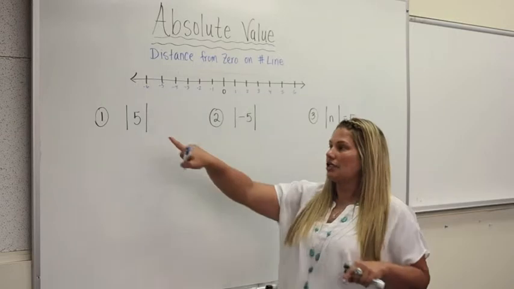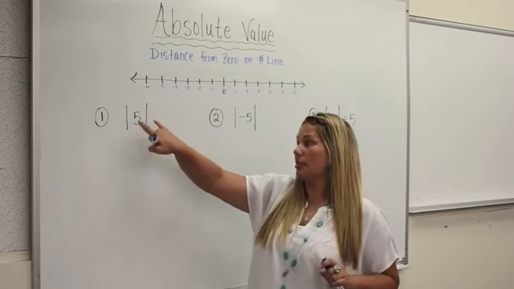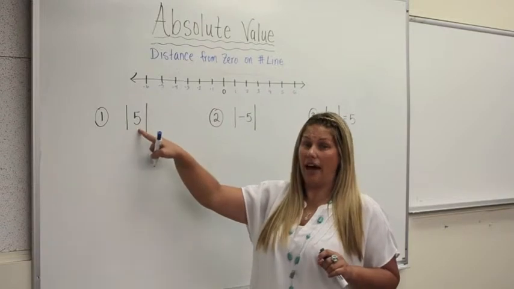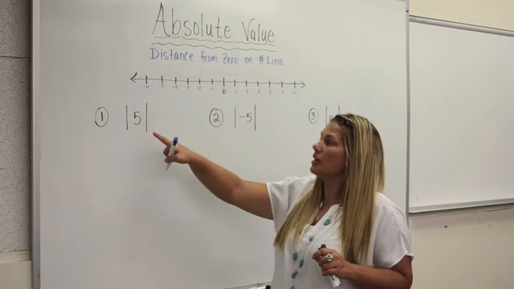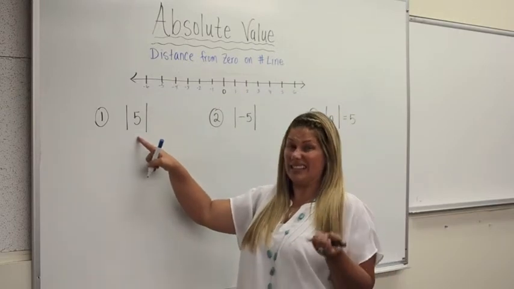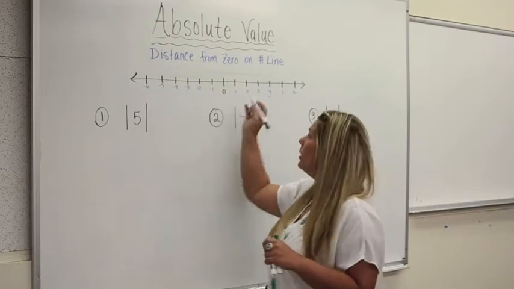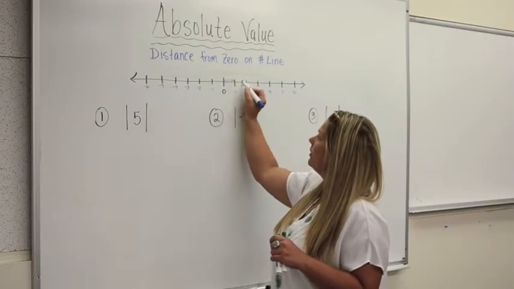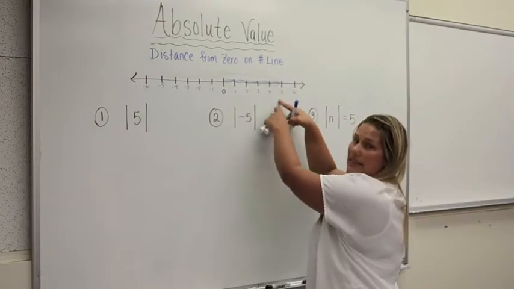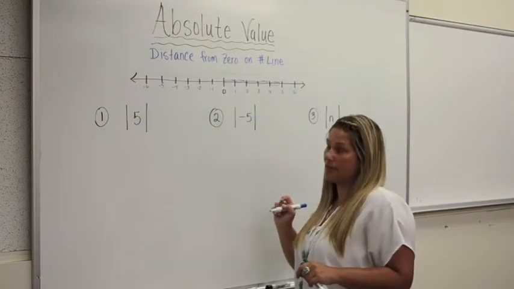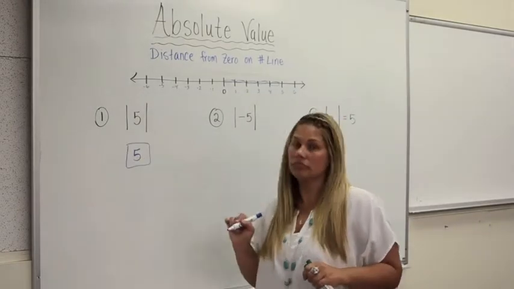So now as we actually solve some problems, when I see those straight bars, remember they're asking for the absolute value of 5. And remember, absolute value is distance from 0. So they're just saying, how many spaces does it take to get from 0 on the number line to 5? Well, if I count that, I have 1, 2, 3, 4, 5 spaces in between 0 and 5. So the absolute value of 5 is just 5.